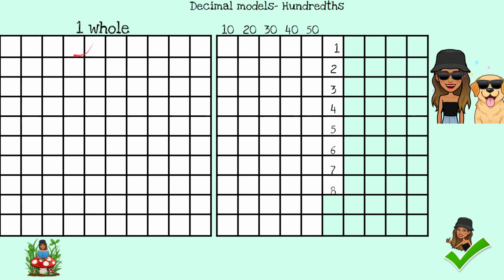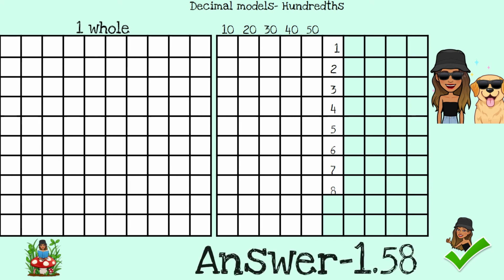We need to combine one whole and 50 and 8. We're going to combine all those three numbers, and we need to figure out an answer in decimal form. Our answer is going to be 1 and 58. I took the 1 and I put it in the ones place. I took the 5 from 50, and I put it in the tenths place, and I took the 8 and I put it in the hundredths place. So our answer is going to be 1 and 58 hundredths.